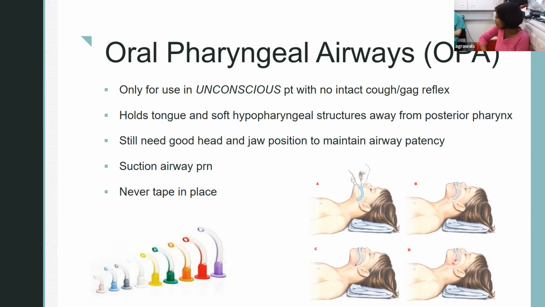so that it's neither too short nor too long, because either of those would actually hamper the airway and make it harder to open it. And we measure it from the angle of the mouth to the tragus, and that's how we would put it inside. And it helps in suctioning the airway if we need it to, but should never be taped in place.